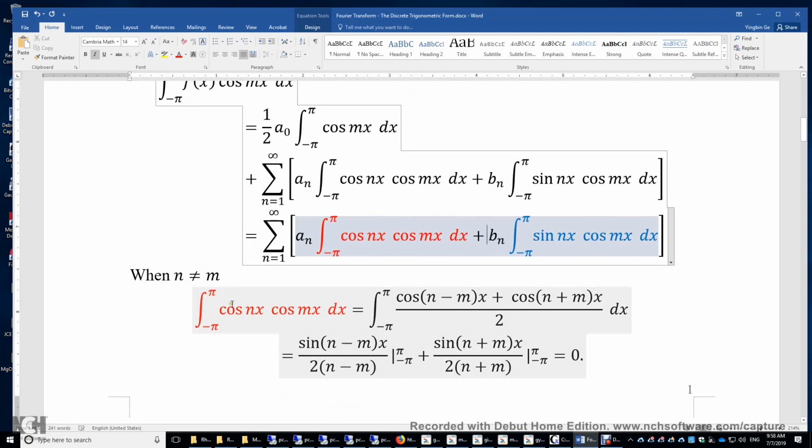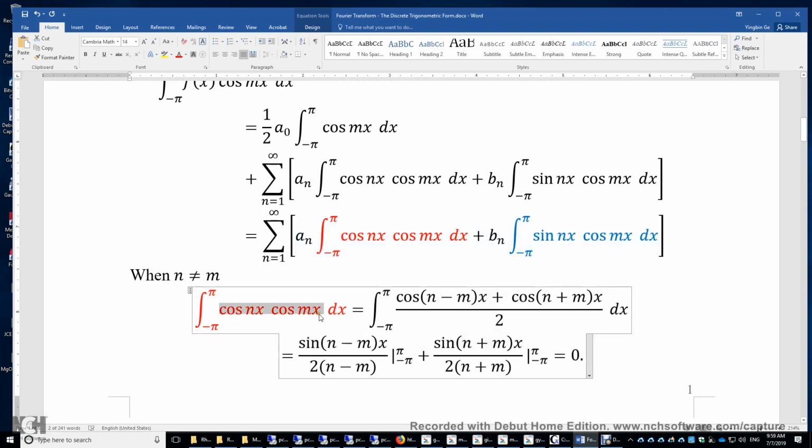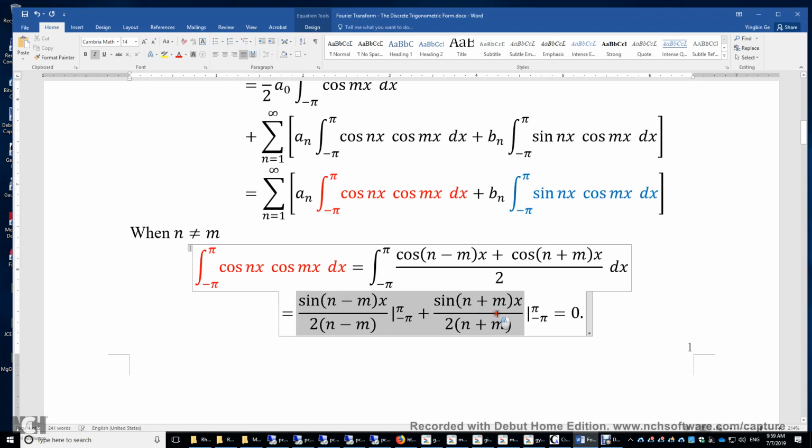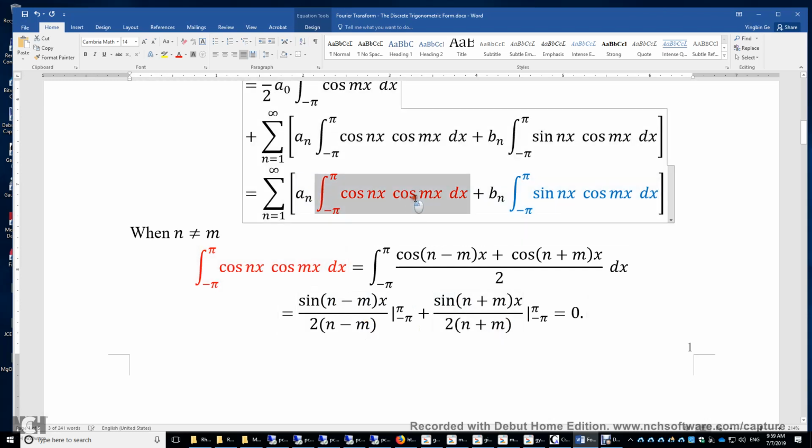When that's the case, the product of two cosine functions can be expressed as the sum of two different cosine functions over 2. Now we integrate these two cosine functions, and then we plug in the lower and the upper limits. We know sine n pi is 0, sine (n minus m) pi is also 0. Anyway, the sine function of an integer multiple of pi is 0. Therefore, we have 0 minus 0 here, and also we have 0 minus 0 here. Therefore, this integral in red is 0 if n is different from m.